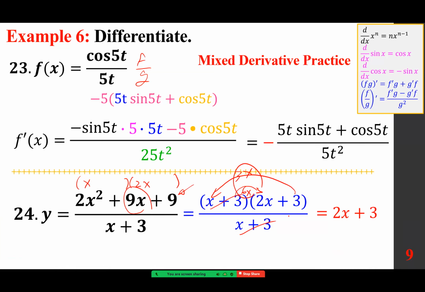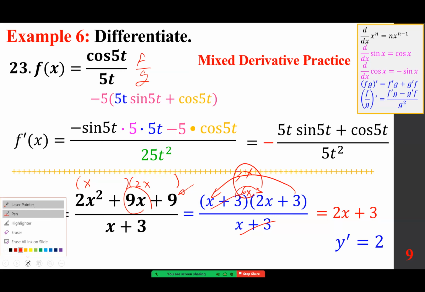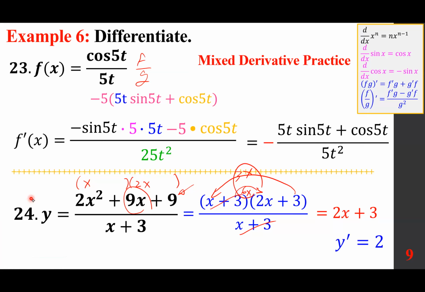And the derivative is 2. Now, what I want you to notice, if you were to use the quotient rule, you would get to the same answer. But it's really not a good idea because this is much easier. Okay, everybody?